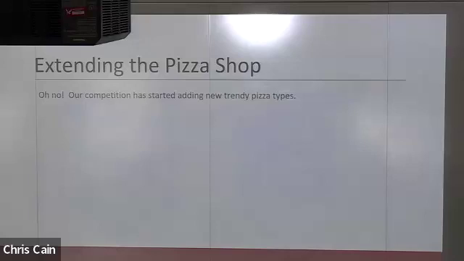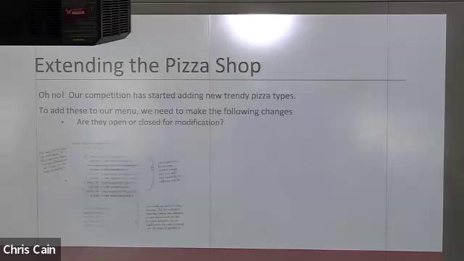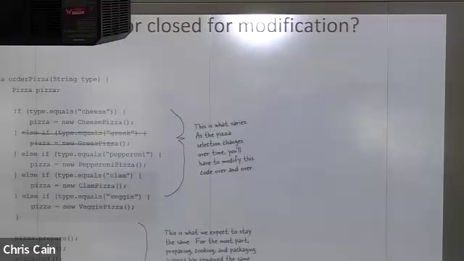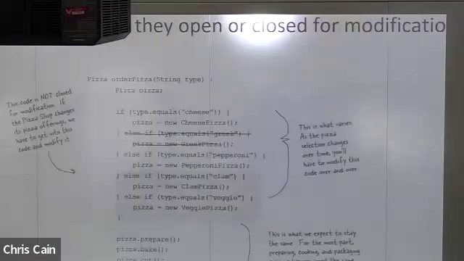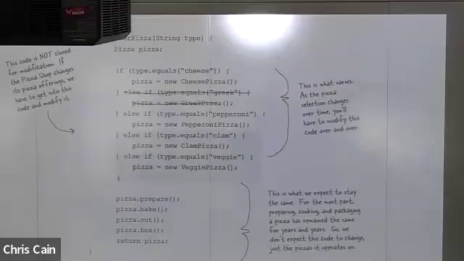We can further extend our pizza shop by adding new trendy pizza types. So here's what this would look like. This is a little bit small to see, so I'll zoom in on it. A little bit too far. Maybe not. So our old code was not closed for modification because now we have to go back and edit this whenever we come up with new kinds of pizza.